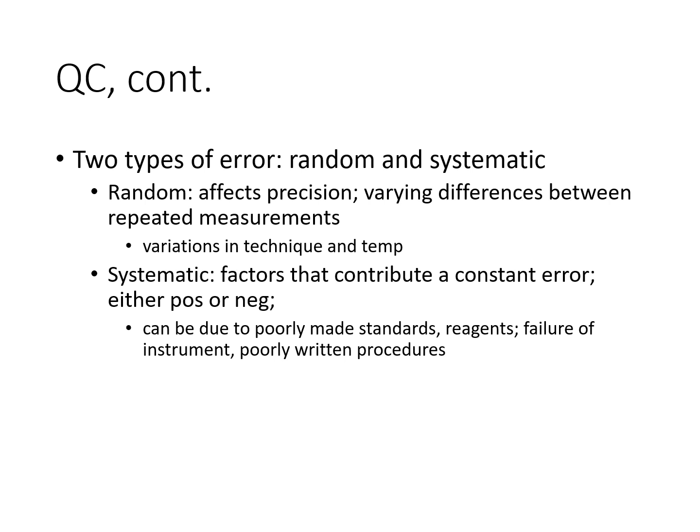Random error affects your precision. It's the difference between repeated measurements, so maybe variation in technique or variation in the system. Systematic error, on the other hand, is a factor that contributes to a constant error, whether positive or negative. When we talk about the dispersion, it could be due to contaminated standards that have been repeatedly used, reagents that are repeatedly used, failure of the instrument that nobody has considered, or laboratory staff that are simply not following the procedures.